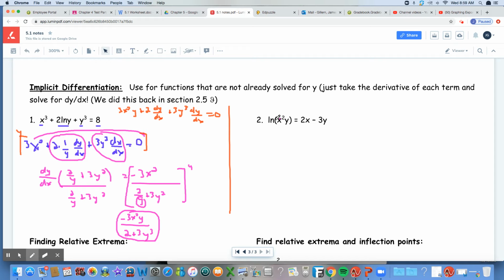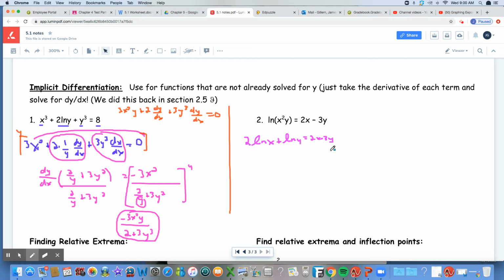All right, now notice, what should we do with this first to find the derivative of this? Anytime you have a natural log and then you have a bunch of complicated stuff in here, make it easier by expanding it first. It's going to make your life so much easier. So this is actually 2 natural log of x plus the natural log of y equals 2x minus 3y. All right, it's easier to expand first. Now just take the derivative of all of these things.